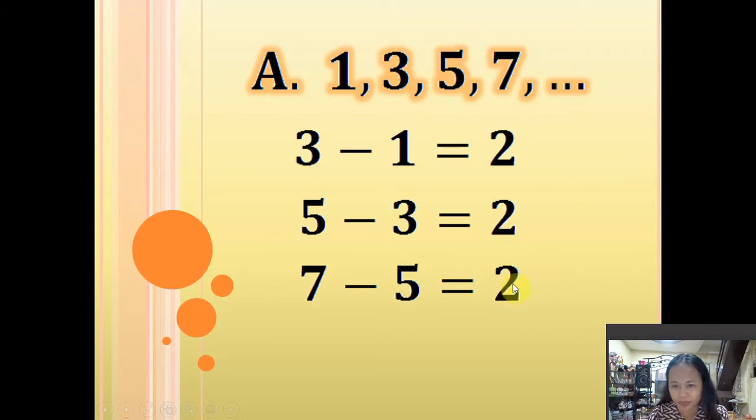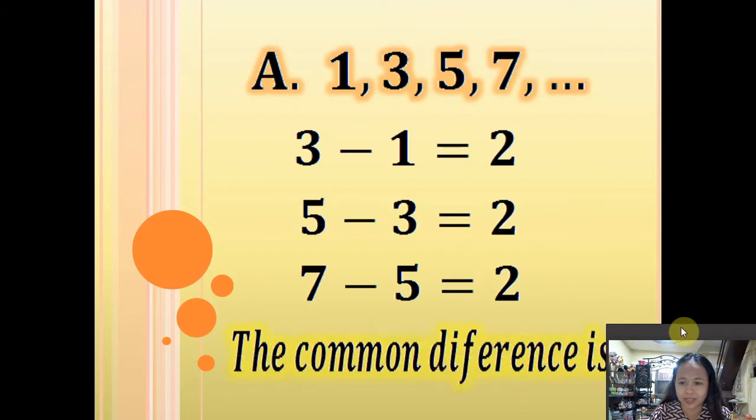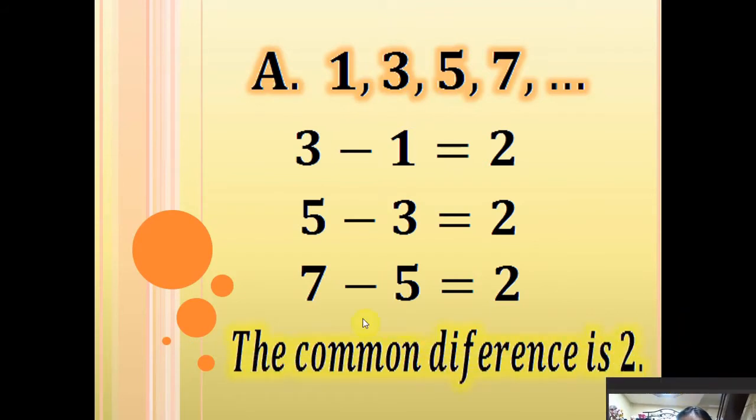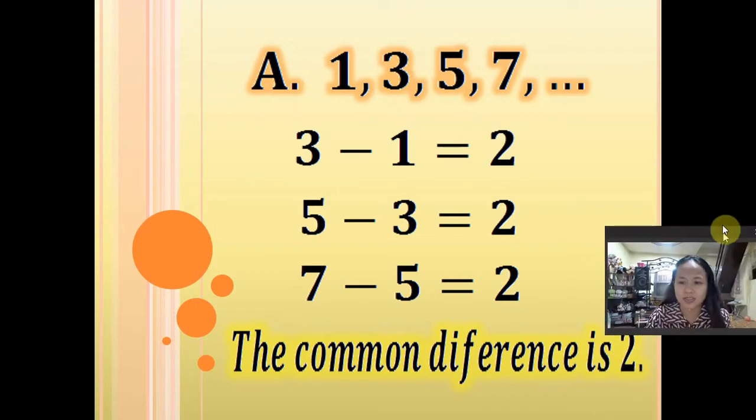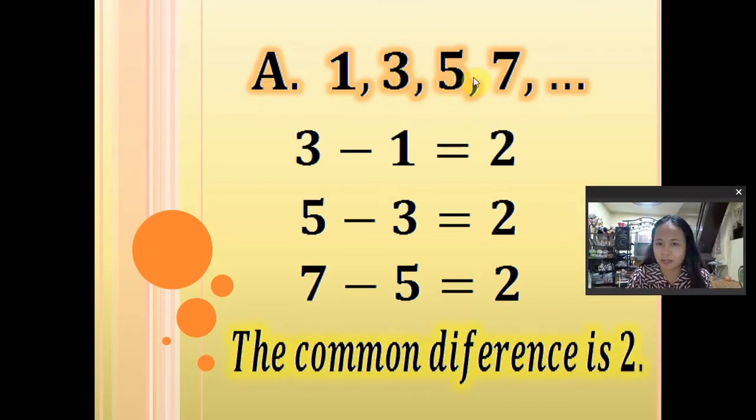What have you observed on their differences? Are they all the same? Yes. We were able to get the same difference, and that is 2. And this 2 is known as the common difference. So therefore, for this sequence 1, 3, 5, and 7, the common difference is 2. How did we get the common difference? That is simply subtracting a particular term by its preceding term. So second term minus first term, third term minus second term, fourth term minus the third term.